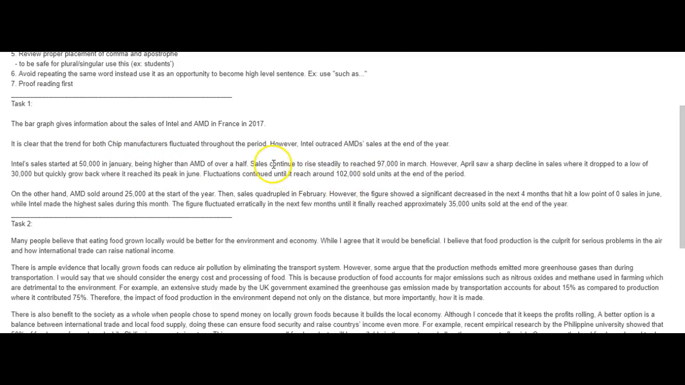Now, also, sales are plural. So all of a sudden you start using it, and then it doesn't make sense what that it refers to. So be careful. It should have been where they dropped to a low. The sales dropped.